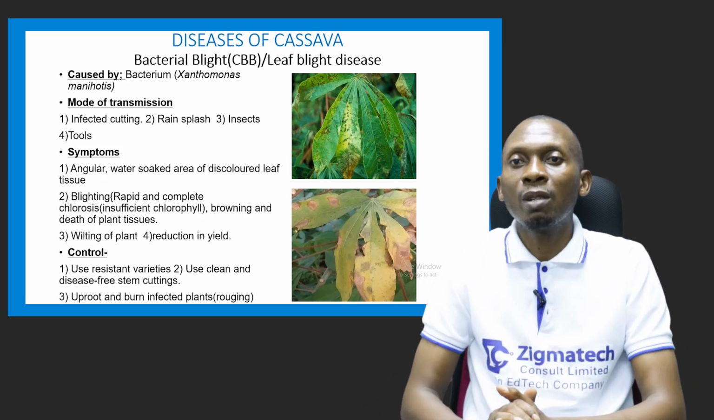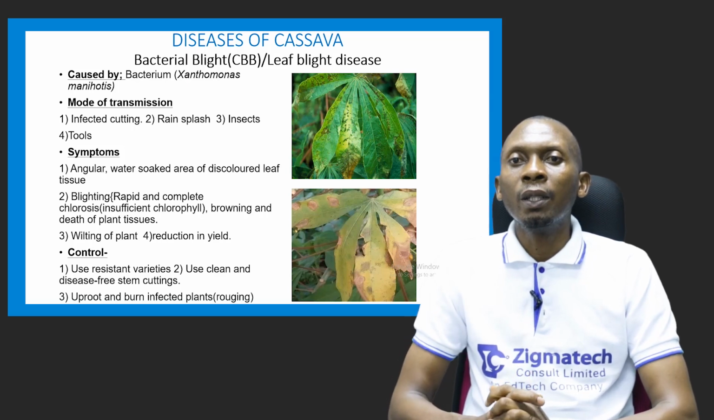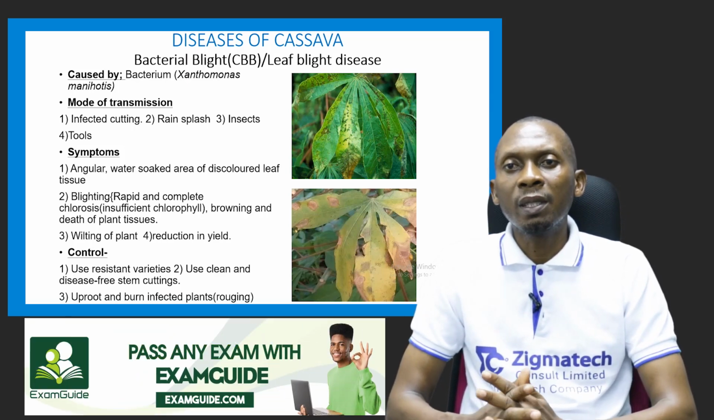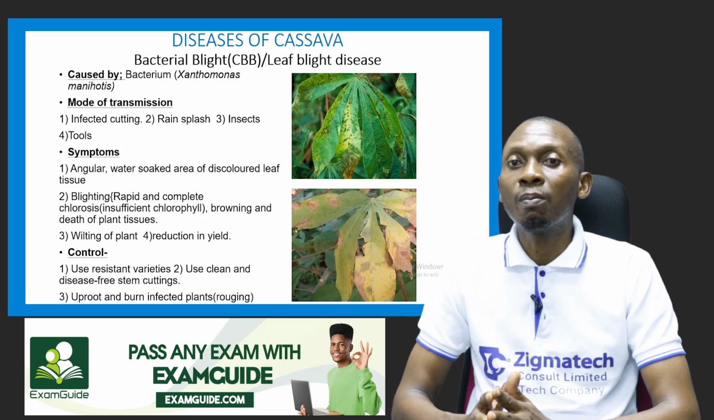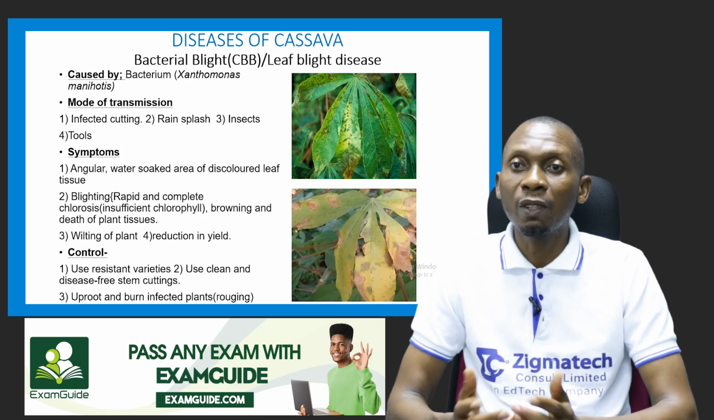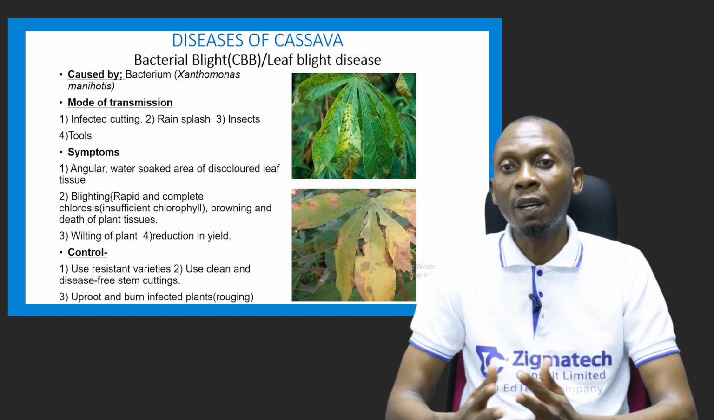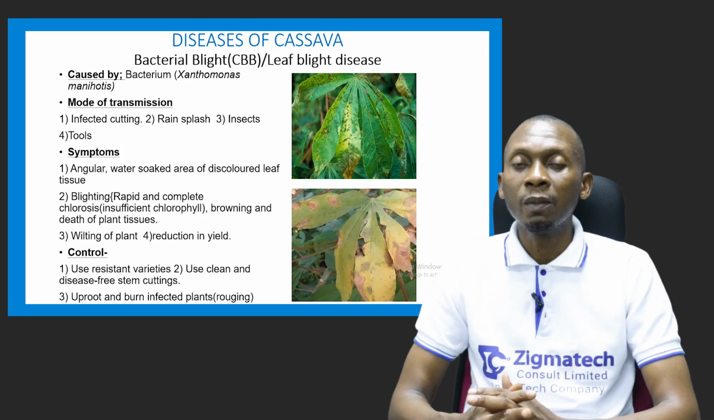It's caused by the bacterium Xanthomonas manihotis. You need to understand that this disease is transmitted by infected cuttings, which is the propagative material for cassava, as well as rain splash, insects, and tools as well, simple farm tools that are used.